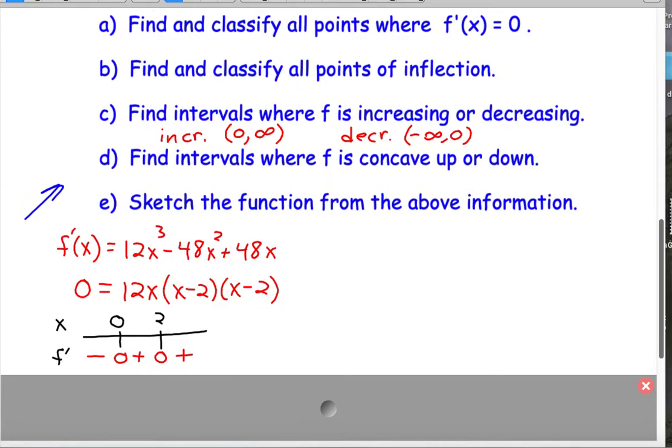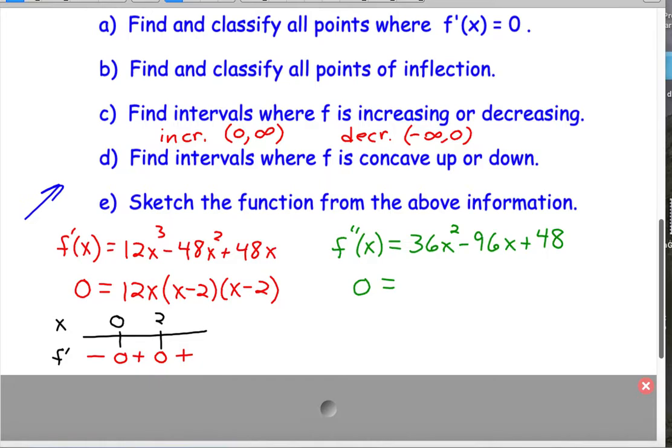We've got find and classify where the derivative is 0. So I'm going to come back and answer A after I do the second derivative. So let's do f double prime. And we're going to get 36x squared minus 96x plus 48. Alright, so now we want to set this equal to 0. What goes into all of those?